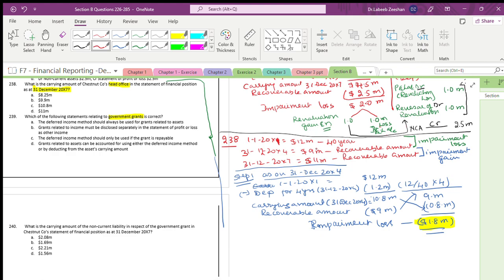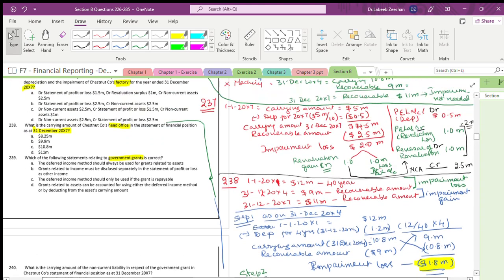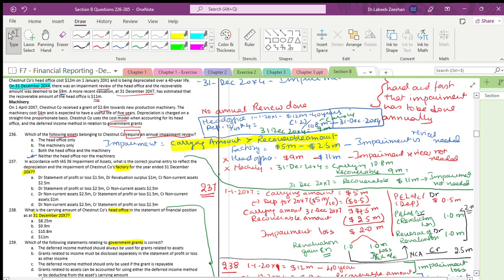Now, this is what? Step 1. Now, the second one is what? It is step 2. They have said that the revaluation is how much? 11 million. Fine. Let me go back and check. Okay, the recent revaluation is going to be 11 million. Fine. Good.